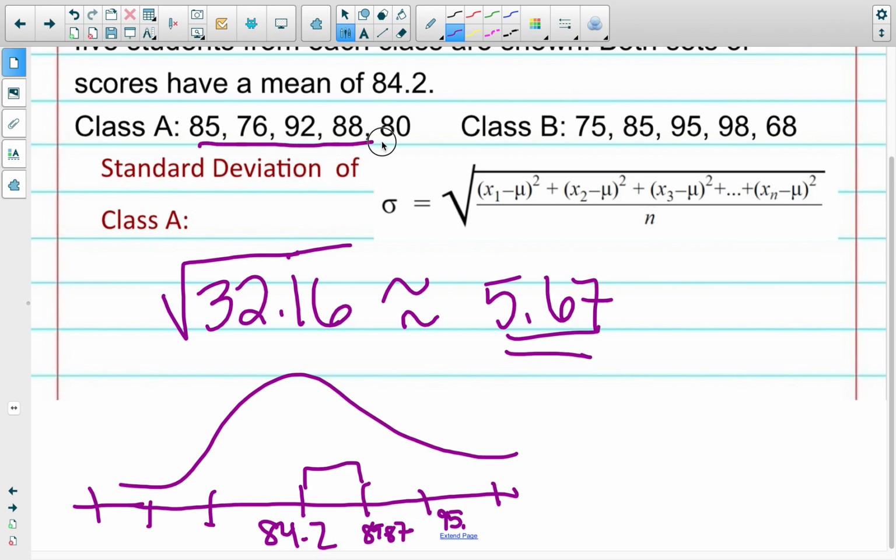So if numbers are farther apart from each other, you're going to have a bigger standard deviation. If the numbers in a data set are really close together, you're going to have a smaller standard deviation. Okay?